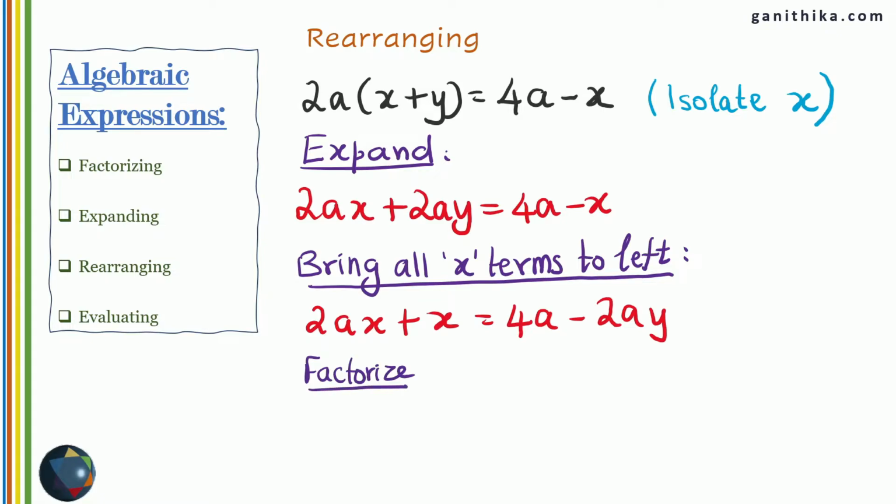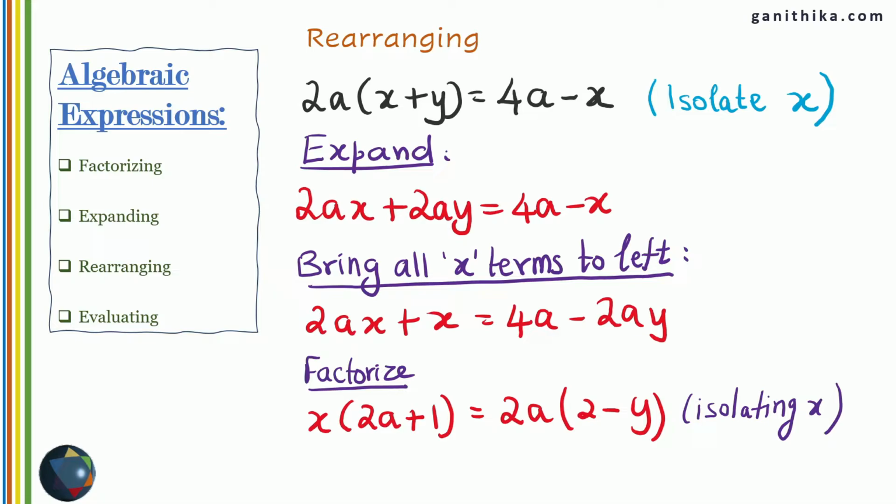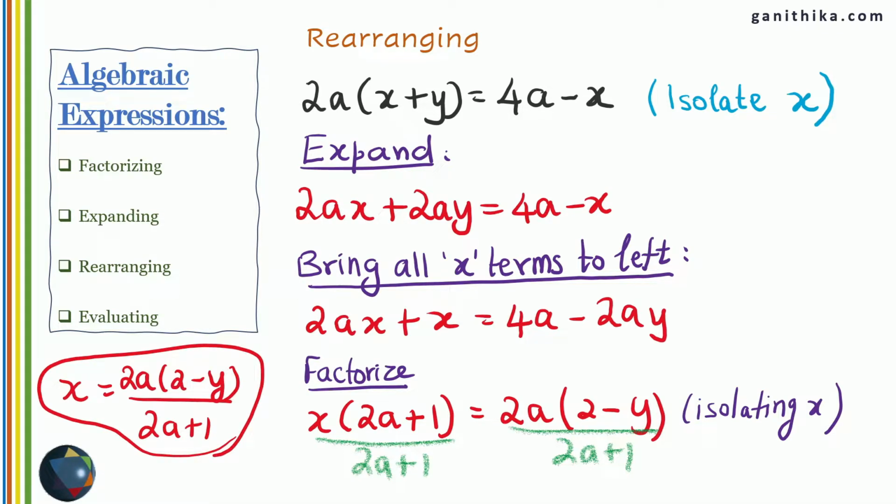Collect the common factors from the left hand side and factorize. Collect the common factors from the right hand side and factorize. So factorize on both the sides. Now you need to isolate x from the left hand side, which means you need to divide both the sides by 2a plus 1. So 2a plus 1 and 2a plus 1 in the left hand side cancel, and you will get only x in the left hand side, whereas in the right hand side you will get this expression. So you have isolated x to the left side now. There is no x on the right hand side. So you have made x the subject by rearranging the terms. So these are the 4 steps involved in rearranging and making a variable the subject.